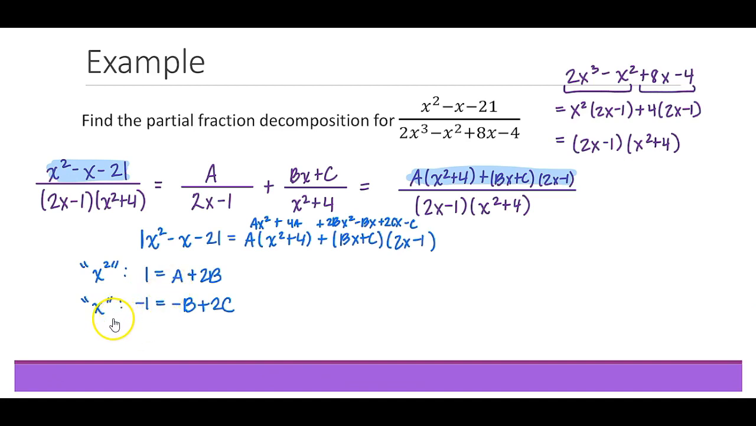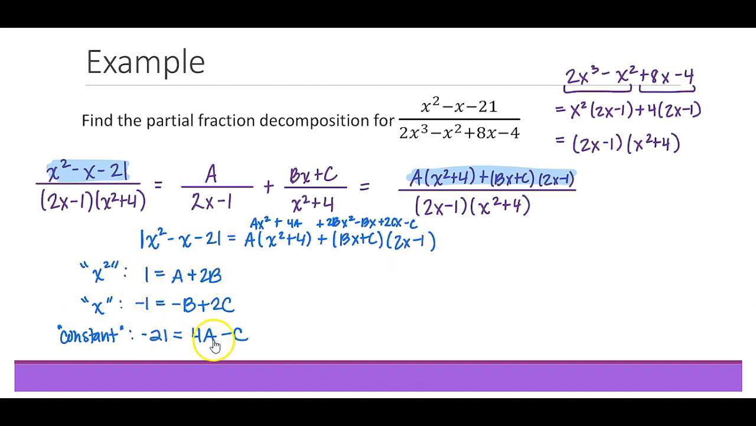And then finally, we're going to go ahead and take a look at the constant terms. So now the ones without any x's. So the constant on the left-hand side is -21. And that's going to have to equal all the terms without any x's on the right. So that's going to be 4a, and then just minus c.